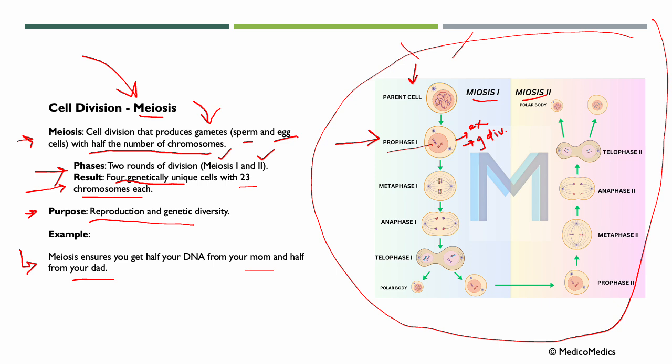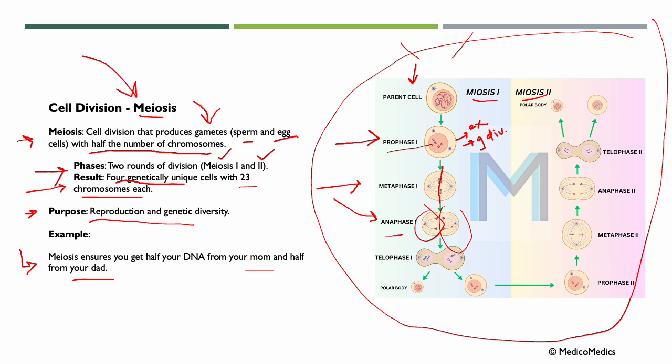Now, in metaphase 1 and then following to anaphase 1, this is where they are aligned and then they become separated. So in anaphase 1, homologous chromosomes, not sister chromatids, are pulled apart to opposite poles. This is similar to mitosis.